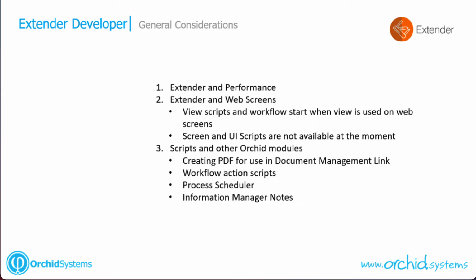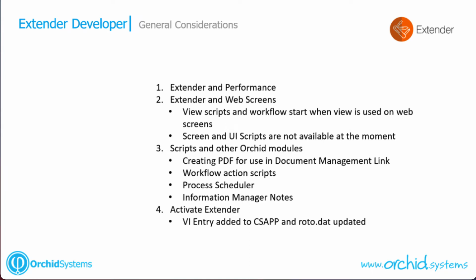Also, as we've mentioned in the introduction, Extender works with other Sage 300 modules. For example, you can write a script to save PDF files of invoices or purchase orders for use in Document Management Link. You can also use Extender to write your own workflow action scripts. And you can also write scripts that are going to be run in Process Scheduler without a user intervention, and scripts that are displayed in Information Manager notes. Again, this is a fundamental part of using Extender, but we will cover that in the second part of the training.